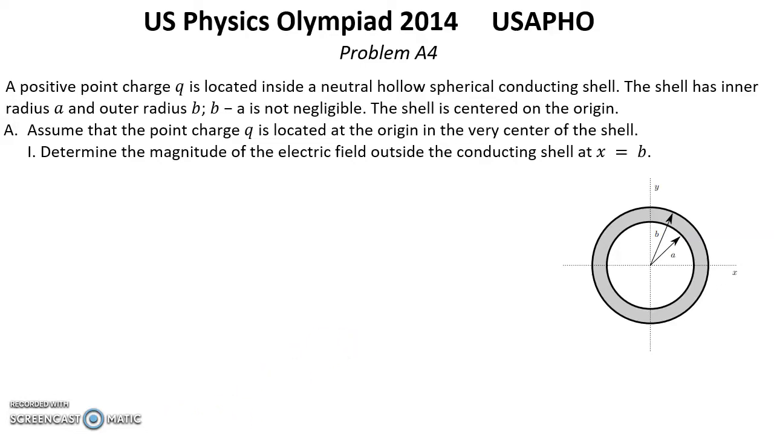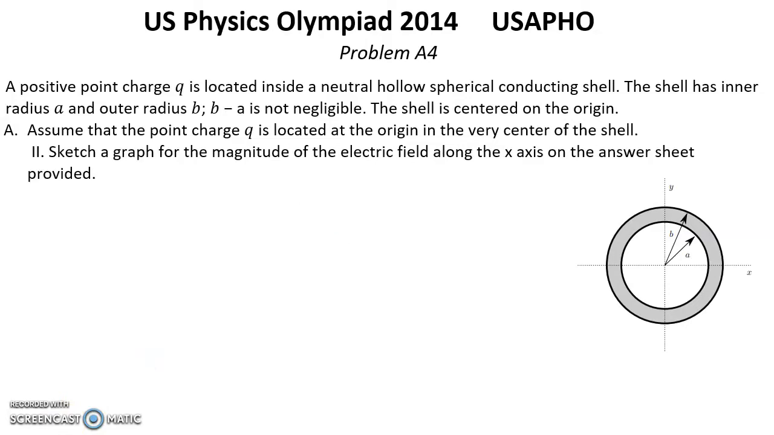Solution. Here we can use Gauss's law, and according to Gauss's law and due to symmetry, if we have charge Q inside a spherical region, the outside electric field will be this expression as a function of r. It means that at distance b, just outside the shell, the electric field will be this one, 1 over 4 pi epsilon 0 Q over b squared. That's the answer for question 1.